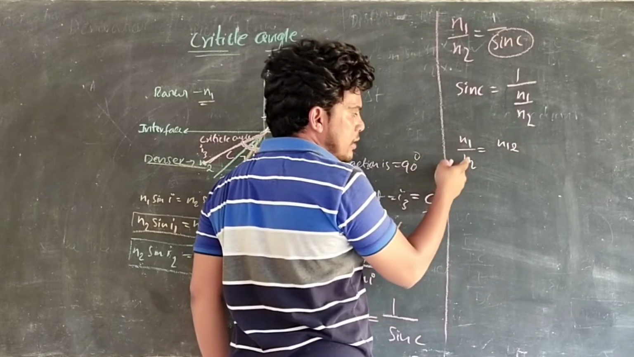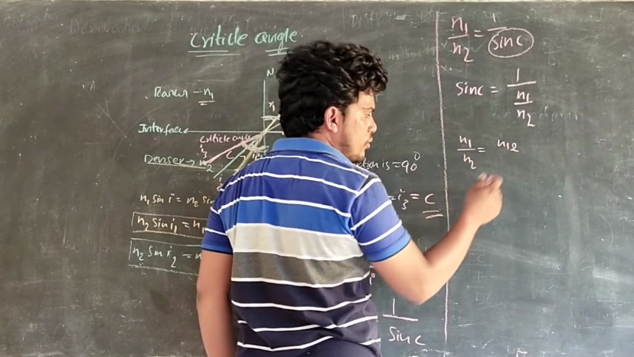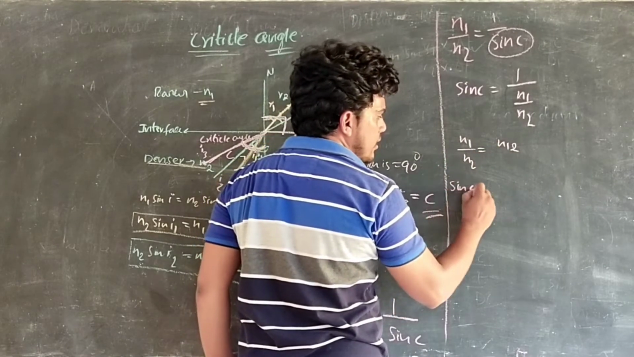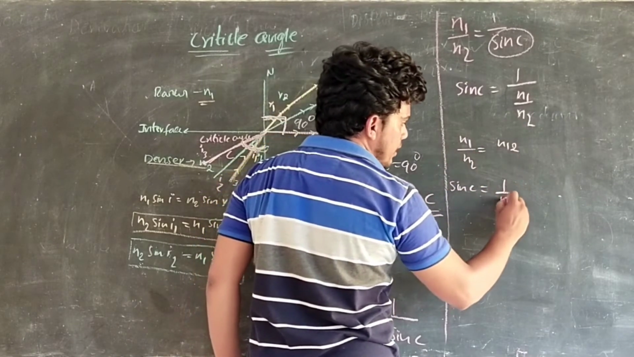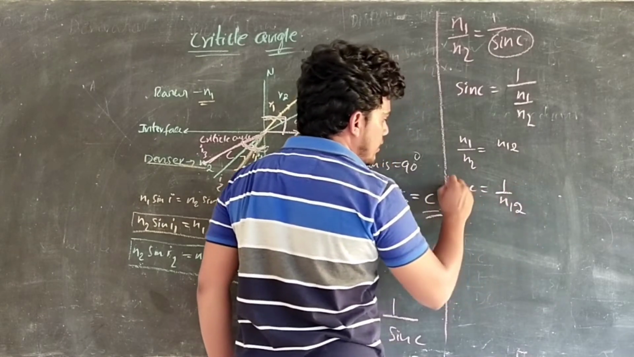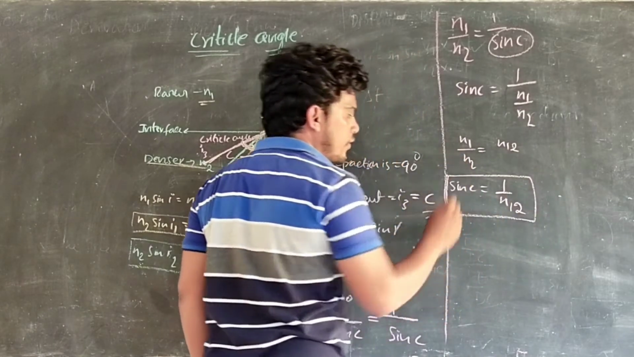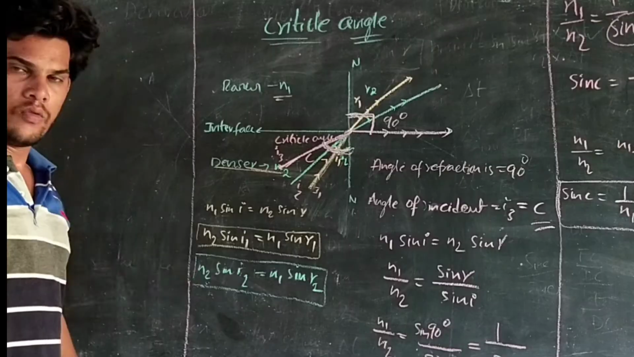Refractive index of the first medium with respect to the second medium, n12. So we can write sin C equal to 1 by n12. This is the formula of critical angle. What is the critical angle?